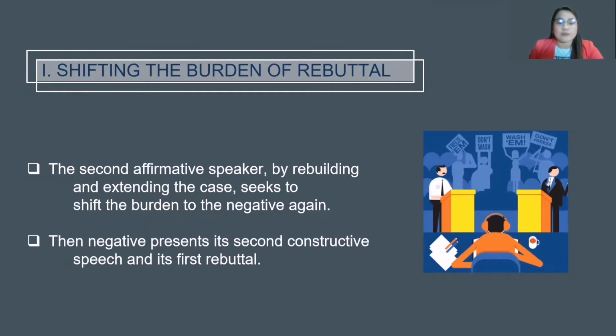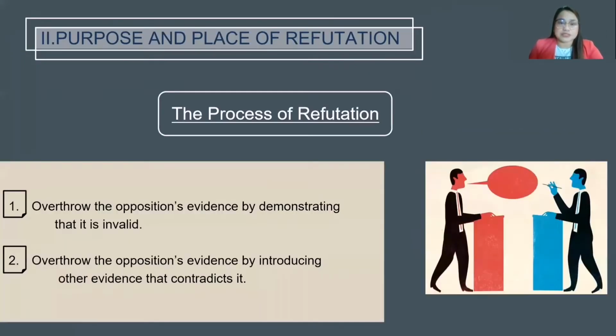Then the negative presents its second constructive speech and its first rebuttal. In these two speeches, the negative tries to shift the burden of rebuttal back to the affirmative. In each remaining rebuttal speech, the advocates try to carry their share of rebuttal and to shift the burden to their opponents. Next, the purpose and place of refutation.